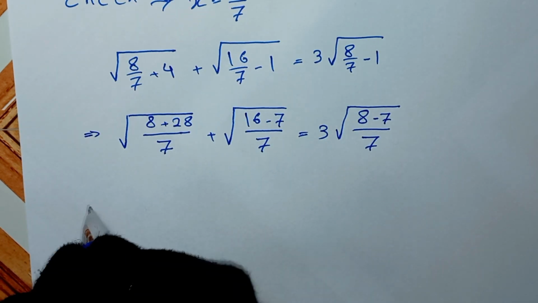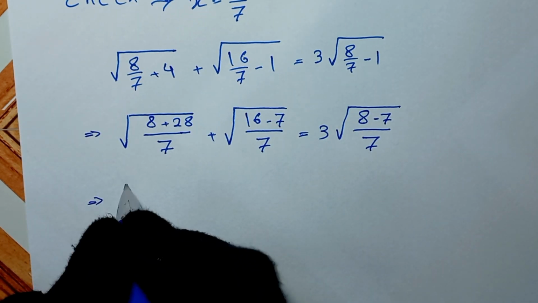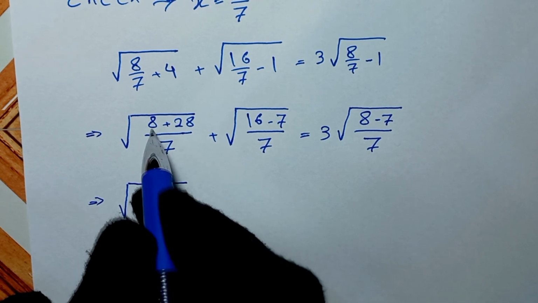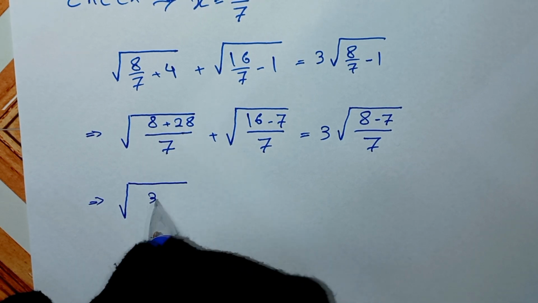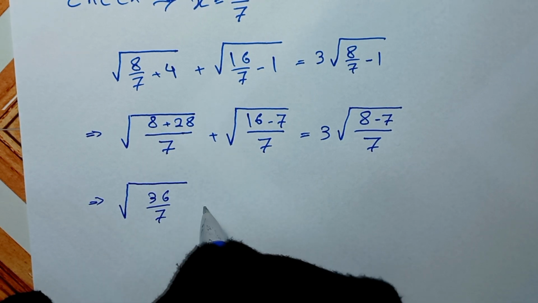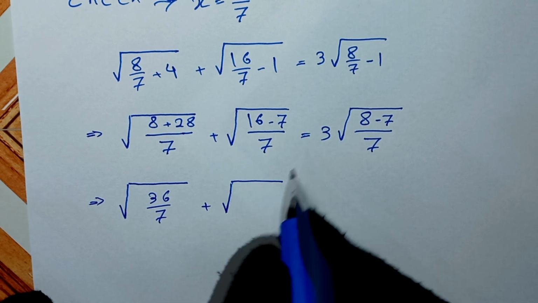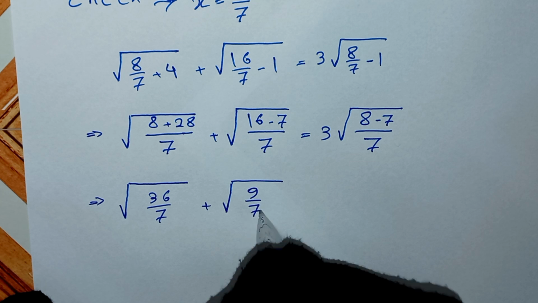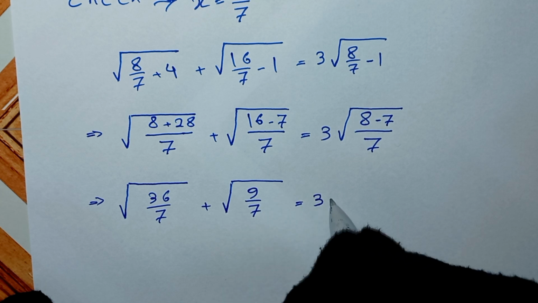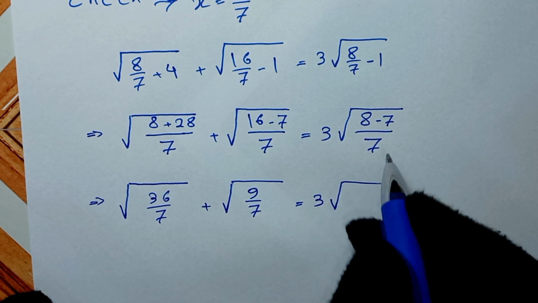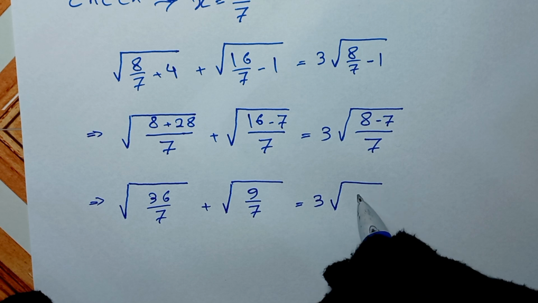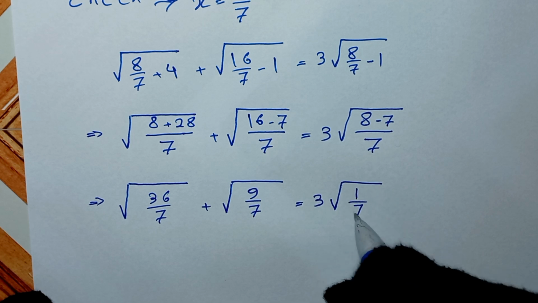So in here it will be 8 plus 28, it will be 36 over 7, and plus square root of 16 minus 7, it will be 9 over 7, and is equal to 3 square root of 8 minus 7 is 1 over 7.